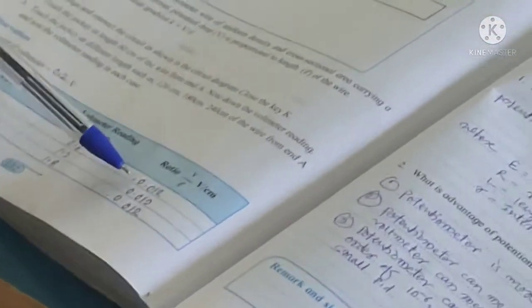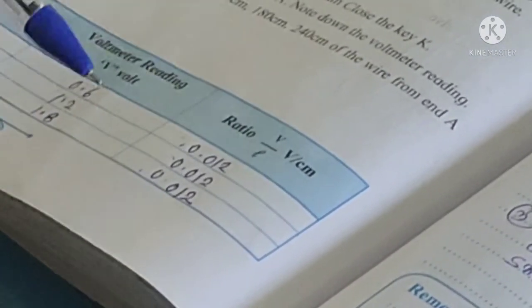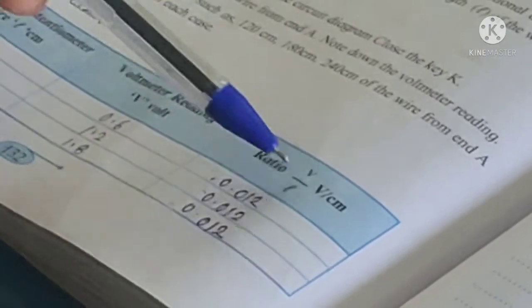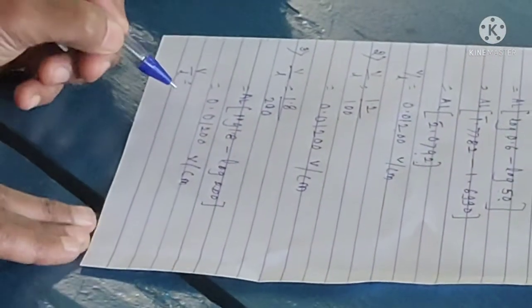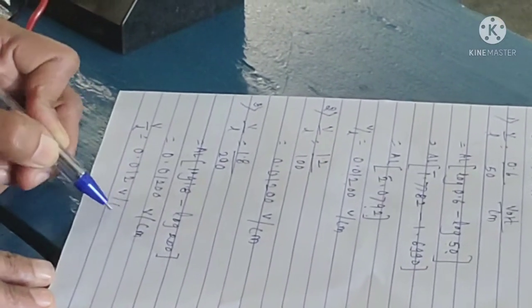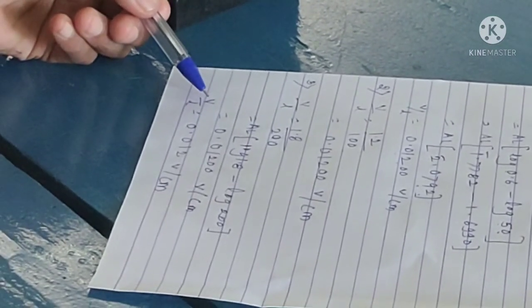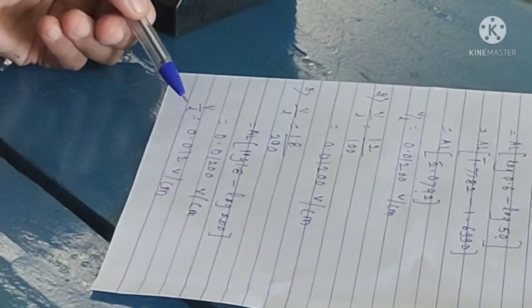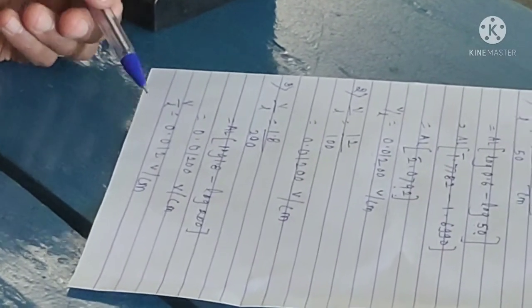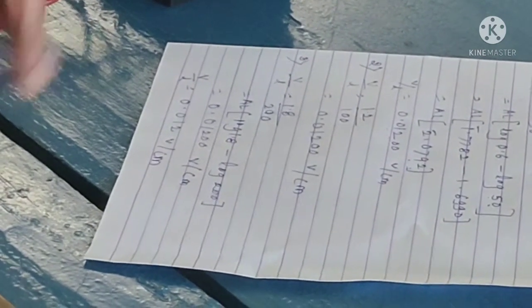Then the final result is calculated. Add all these answers and divide by 3, that means take the mean of V by L. The mean of V by L, which is the potential gradient, is a constant, 0.012 volt per centimeter. That means the potential is directly proportional to the length of this potentiometer, and the gradient is constant. This is the final result we have to calculate.